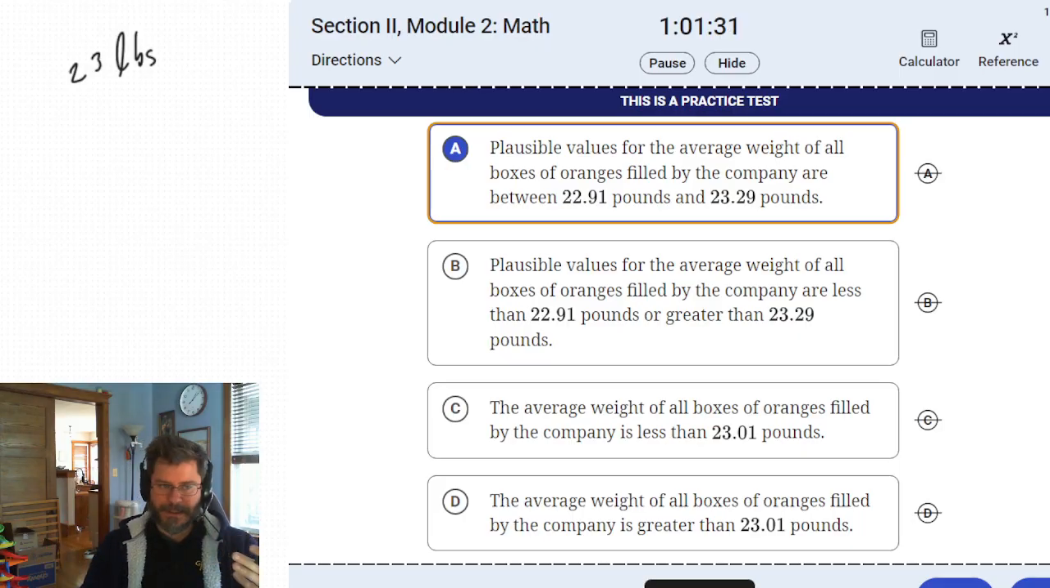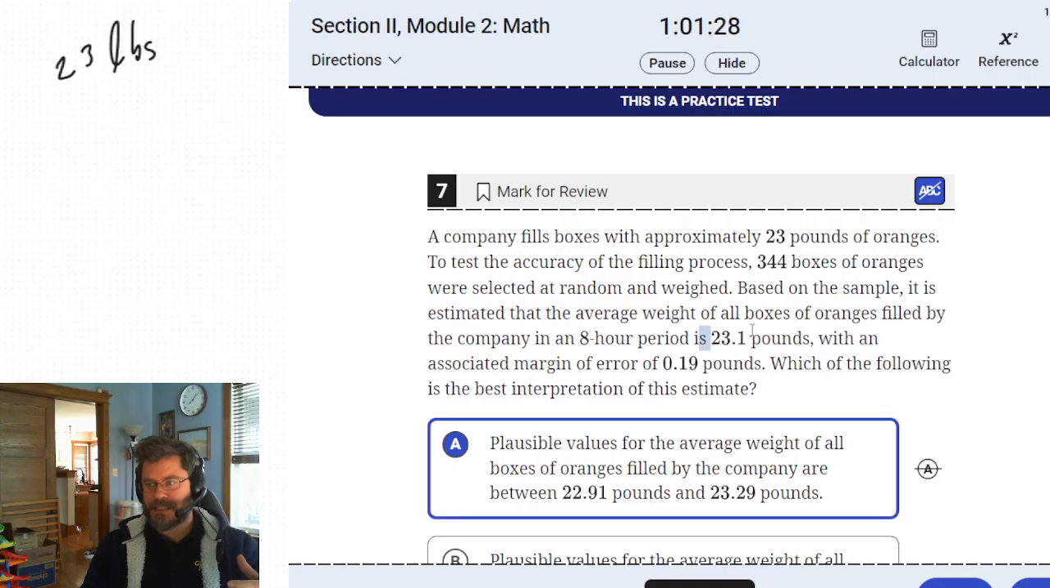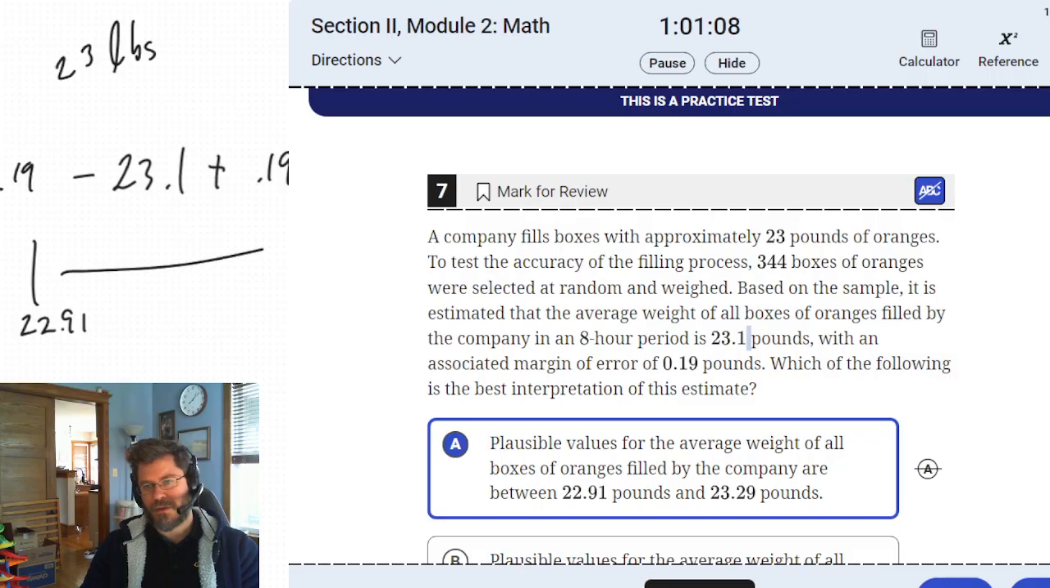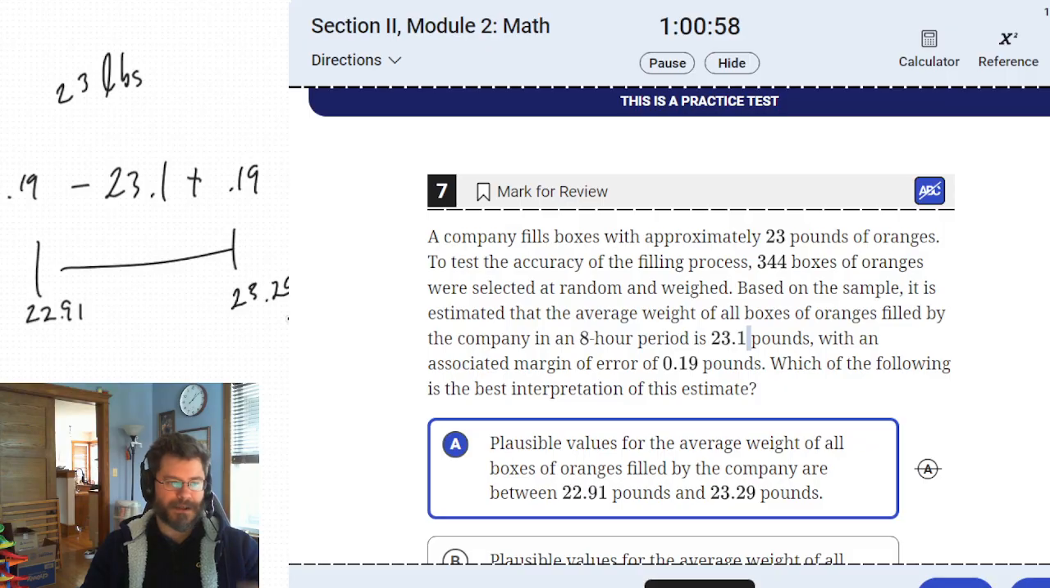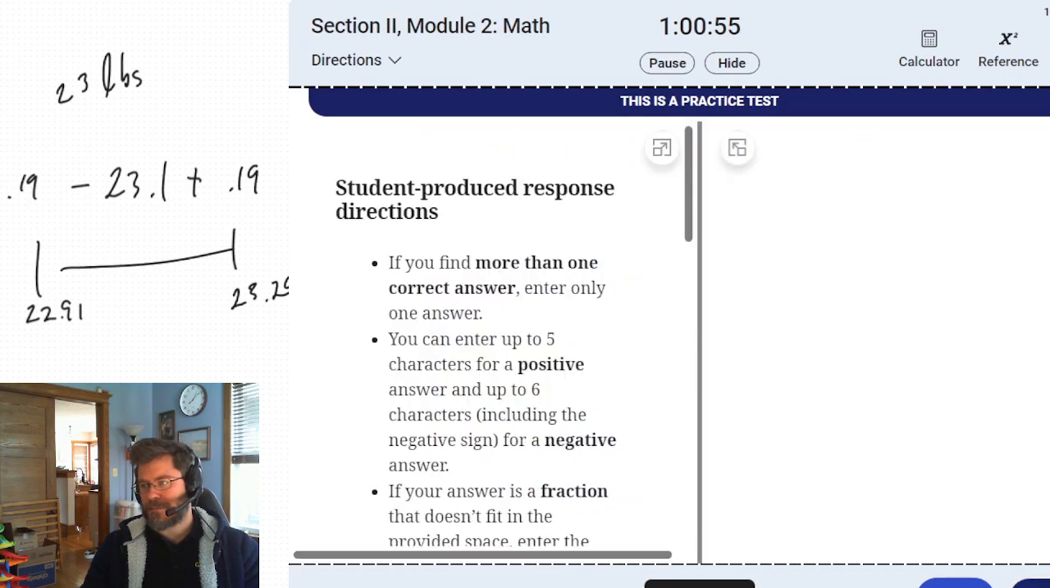The margin of error is predicting the maximum and minimum for the average. So in a statistical analysis, the average for the sample is then predicted about the total population with a margin of error. So the predicted average is 23.1 plus 0.19 or minus 0.19. So it could be as low as 22.91 to as high as 23.29 and anywhere in between. That's where we predict the average to be. Because with statistics, nothing is a certainty. It's all an approximation. So it has to be A.